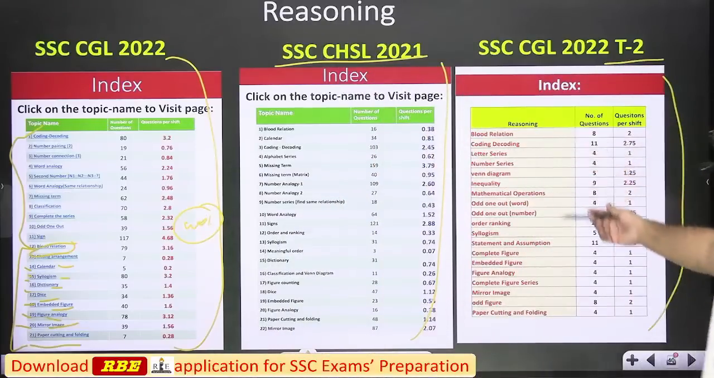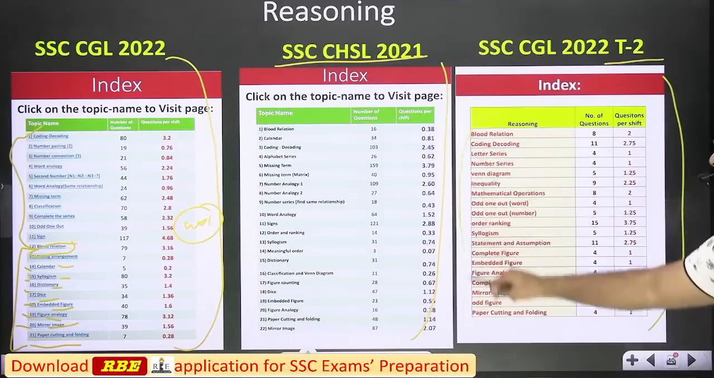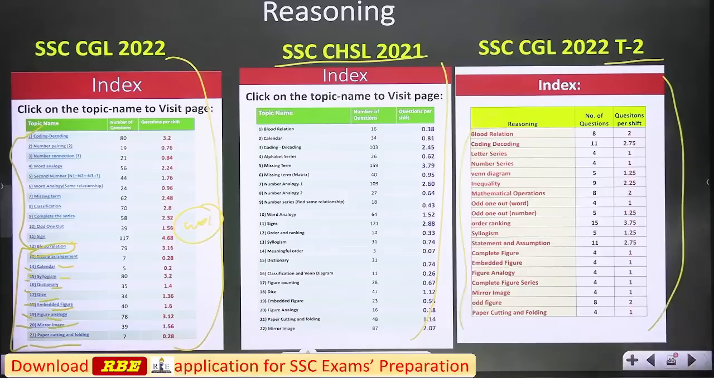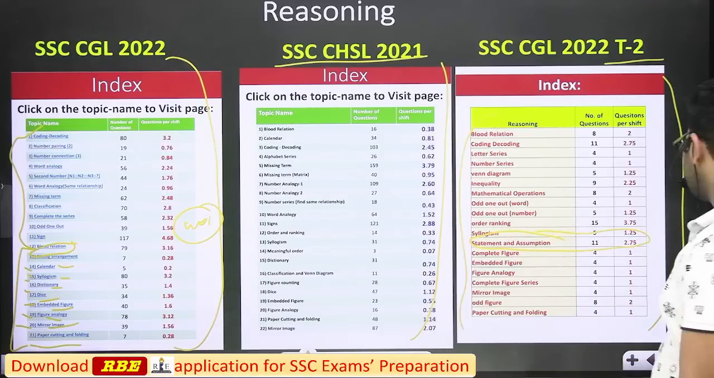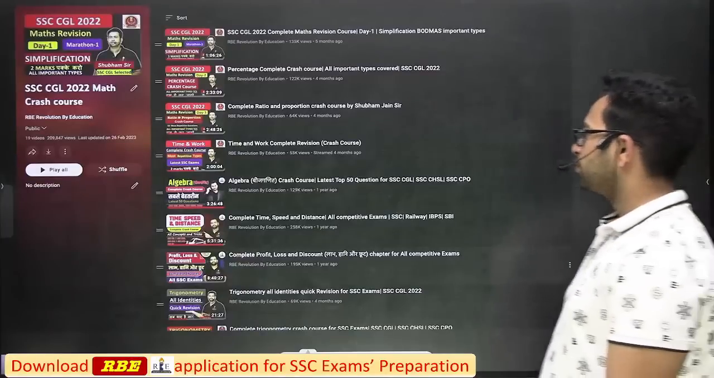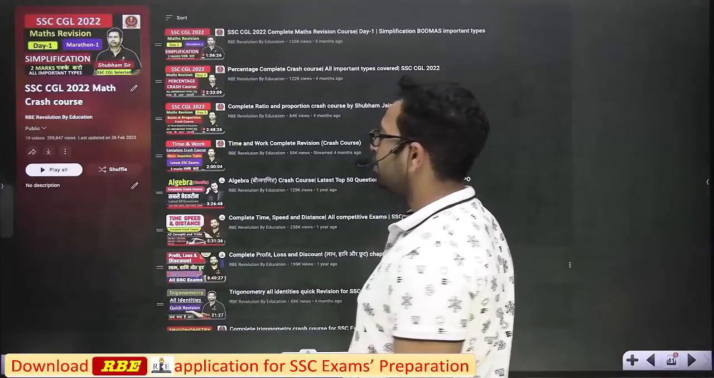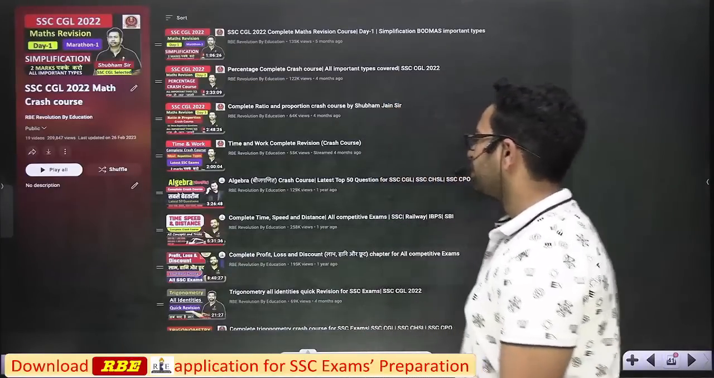You can check out the syllabus of the tier 2 examination. You can check out the weightage of the tier 2 examination as well and prepare accordingly. You will get extra questions of statement assumptions in tier 2. Rest all the things are similar to the tier 1 examination only, right? Around 3 questions of sitting arrangement and statement argument were asked.